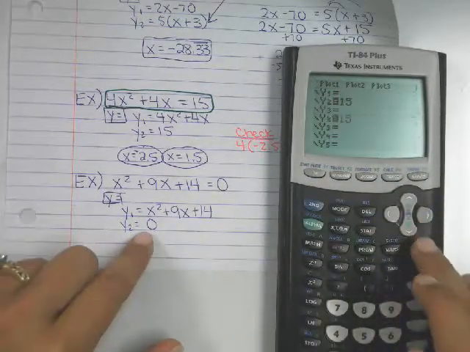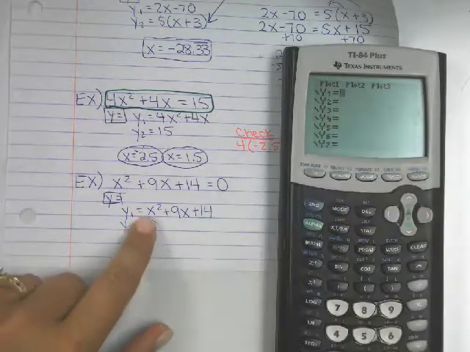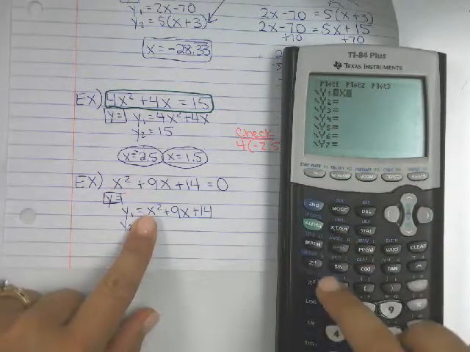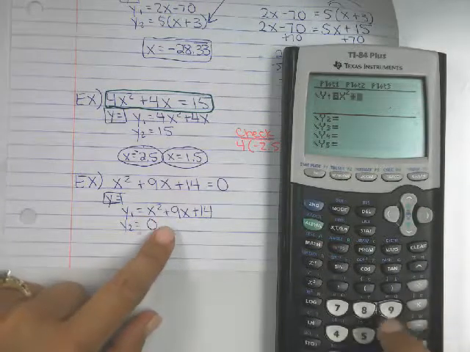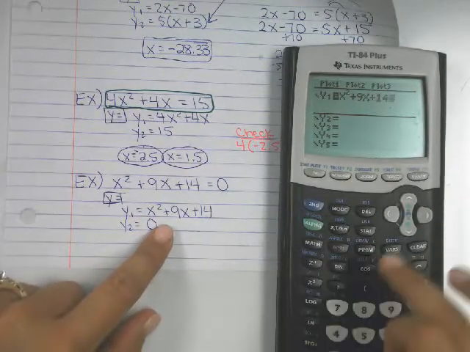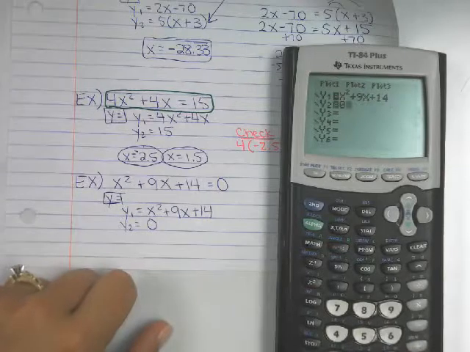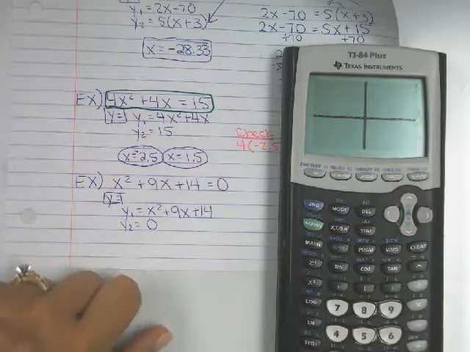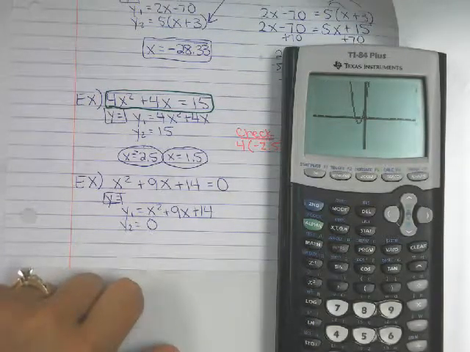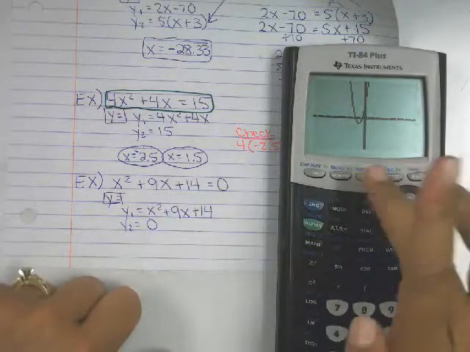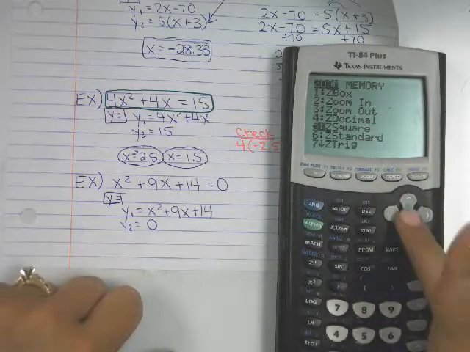So y equals, clear out our last question. And in my y1, I type the left side. X squared plus 9x plus 14. And on the other side, we have a 0. Remember to zoom back in. It's zoom 6.